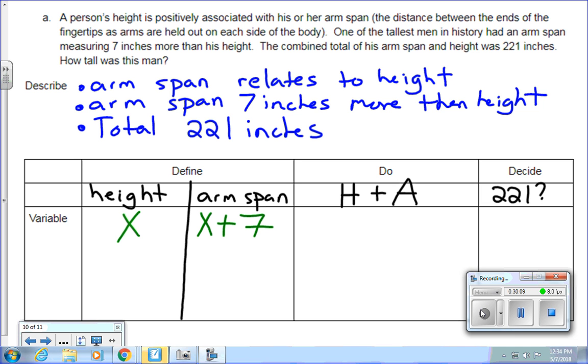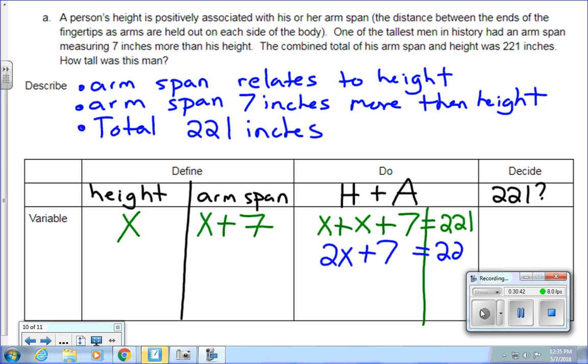Okay, so then what might our equation be, Ellie? X plus 7. So x plus 7 equals 221. Okay, so now we're going to solve that equation. Okay, so I'm going to simplify first. So what can I simplify with the x plus 7 equals 221? Owen, how can I simplify this? You can add the 2 x's to 2x. So I add the 2 x's and get 2x plus 7 equals 221.